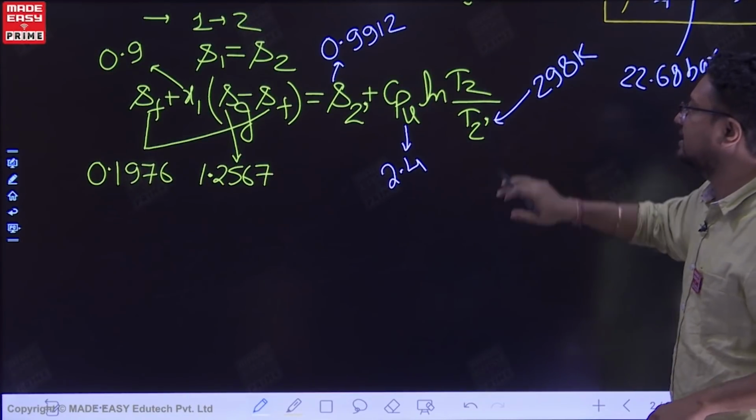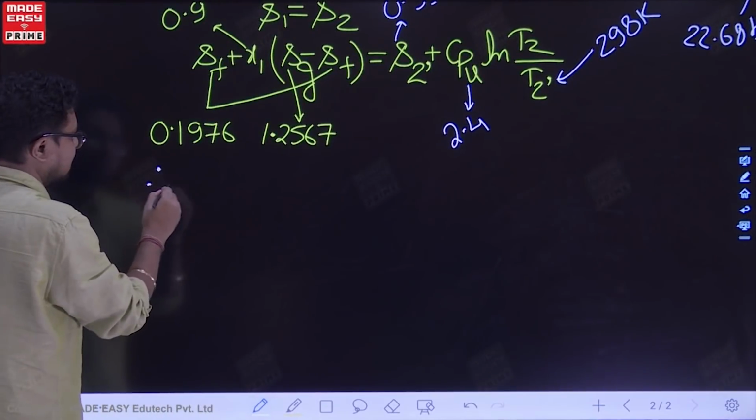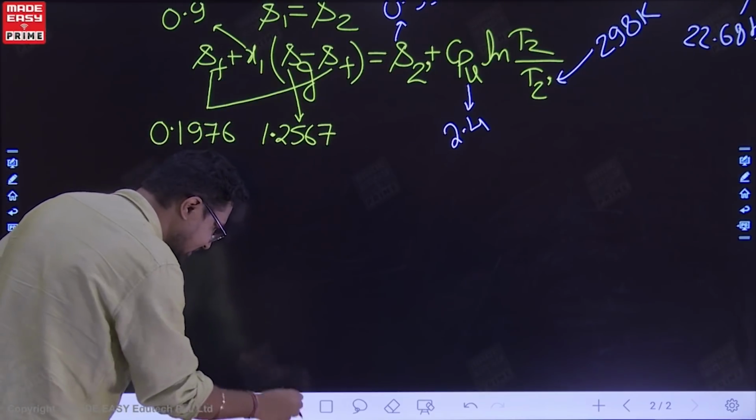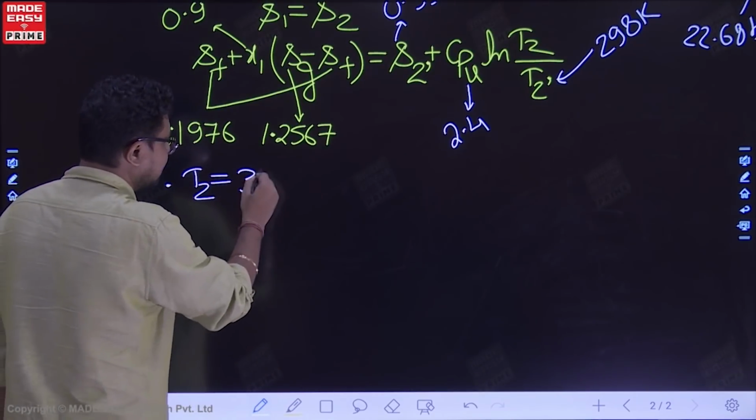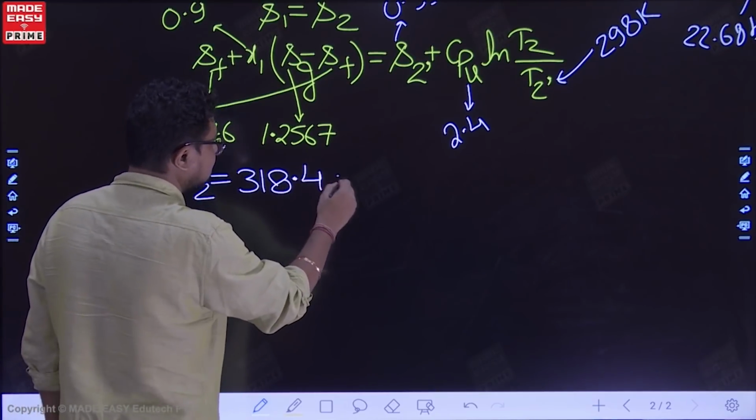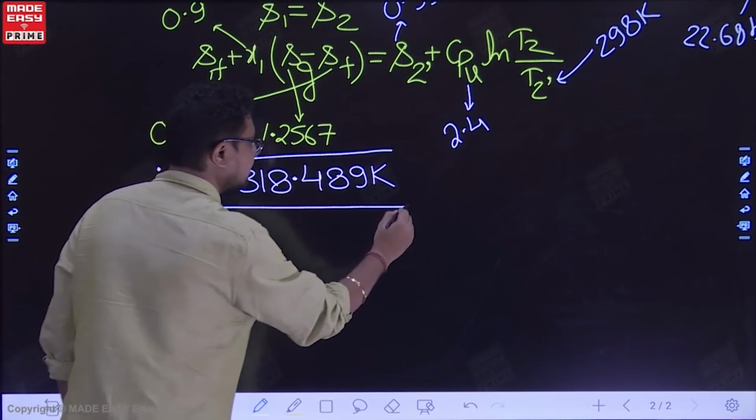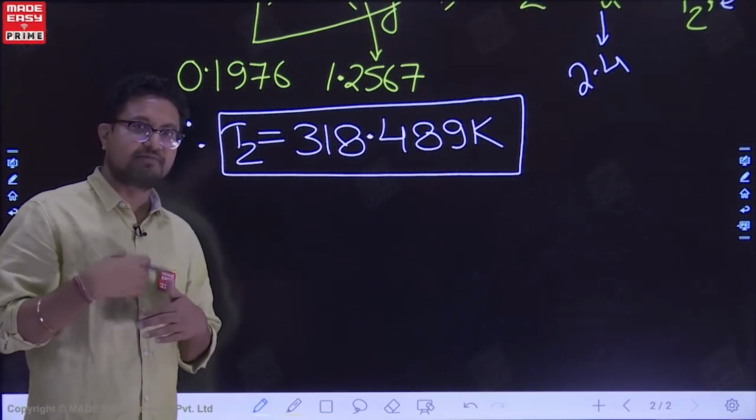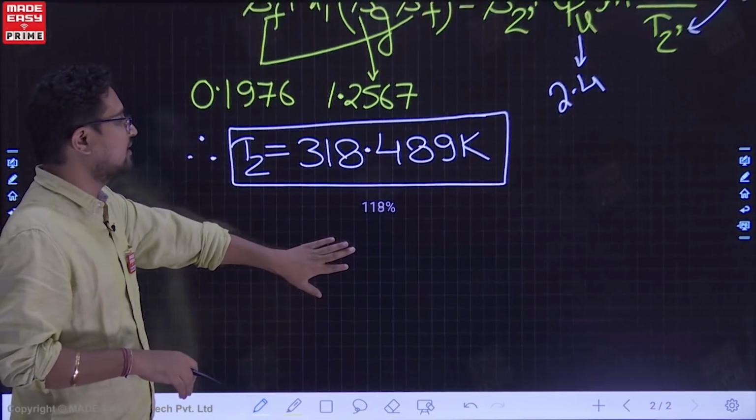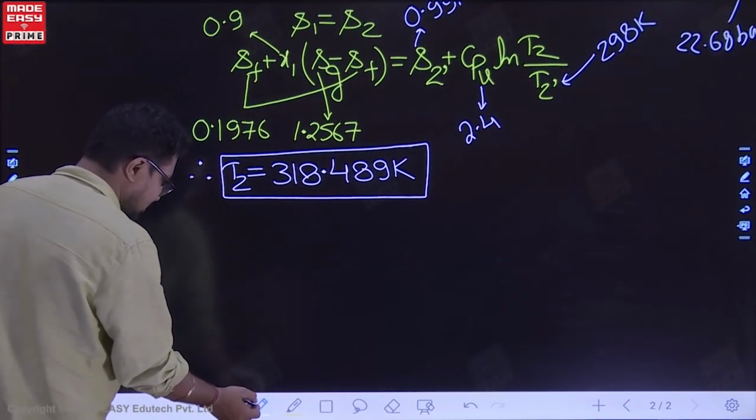You can calculate the temperature T2 from here. Therefore we can get the T2 value. T2 comes out to be 318.489 Kelvin. This is the value of T2. Why did we calculate T2? If we know T2, we can find the value of H2. So we can write the H2 value now.